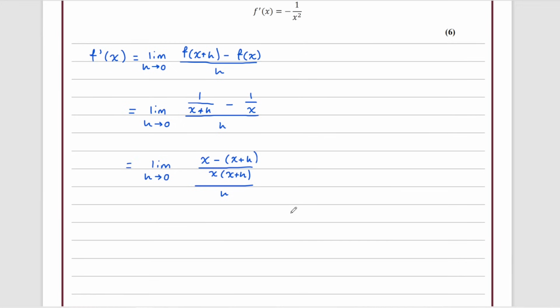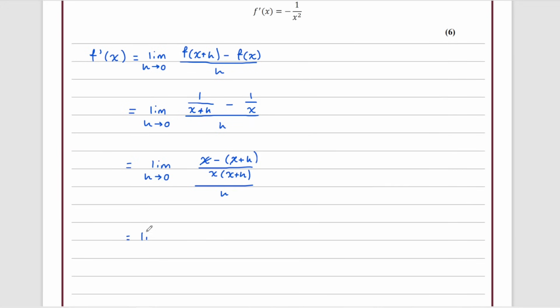Okay, let's keep going. Now we can simplify the numerator again here. Notice I've got x minus x plus h, so this x here will cancel with this x here. What I get left with then is minus h all over x times x plus h.